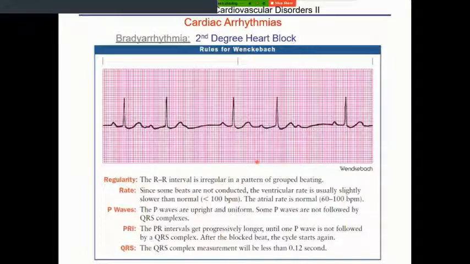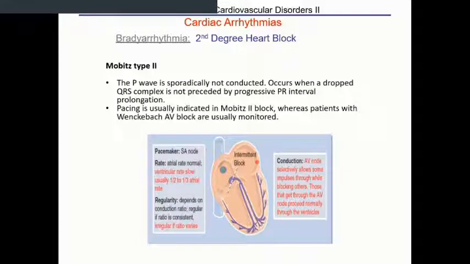P waves are upright and uniform. Some P waves are not followed by a QRS complex, while the PR interval gets progressively longer until one P wave is not followed by a QRS complex. After the blocked beat, the cycle starts again, and the QRS complex measurement will be less than 0.12 seconds. So this is a summary of your Mobitz type 1.